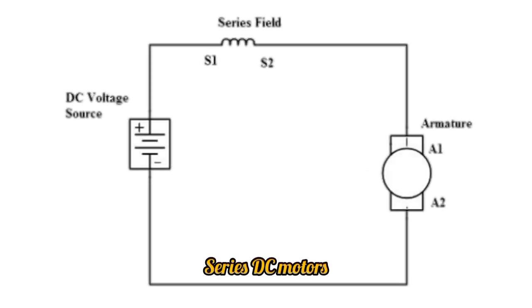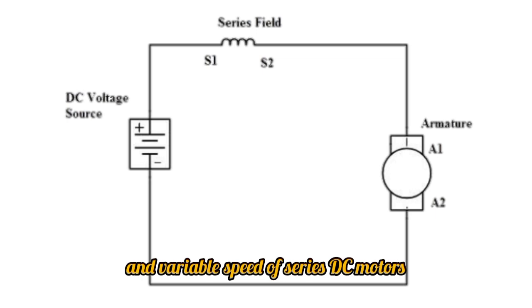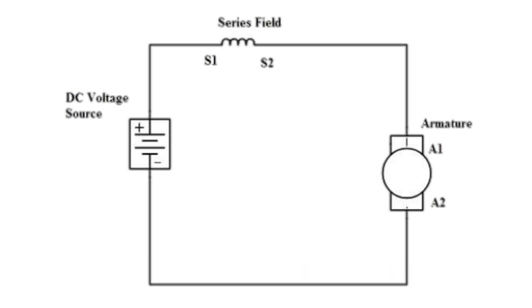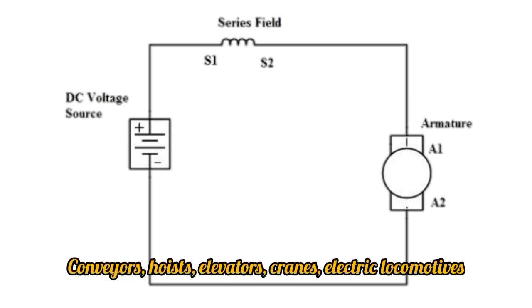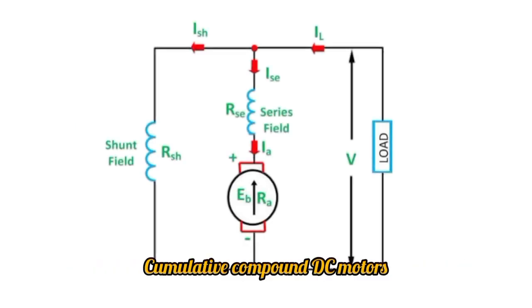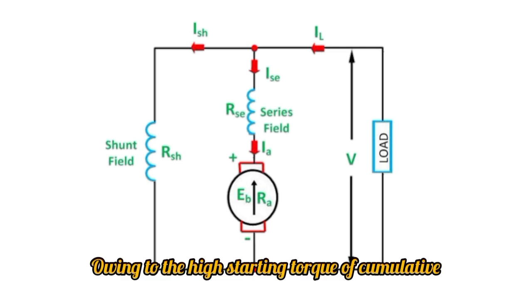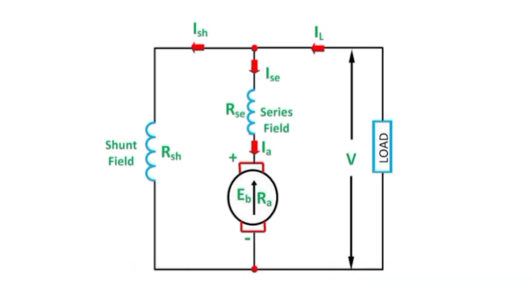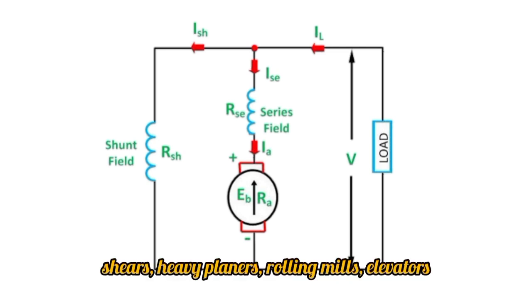Series DC motors. Owing to the high starting torque and variable speed of series DC motors, they are used in the following applications: conveyors, hoists, elevators, cranes, electric locomotives. Cumulative compound DC motors. Owing to the high starting torque of cumulative compound DC motors, they are used in the following applications: shears, heavy planers, rolling mills, elevators.